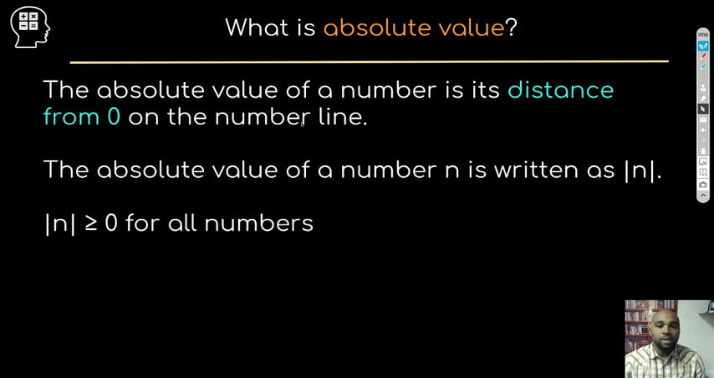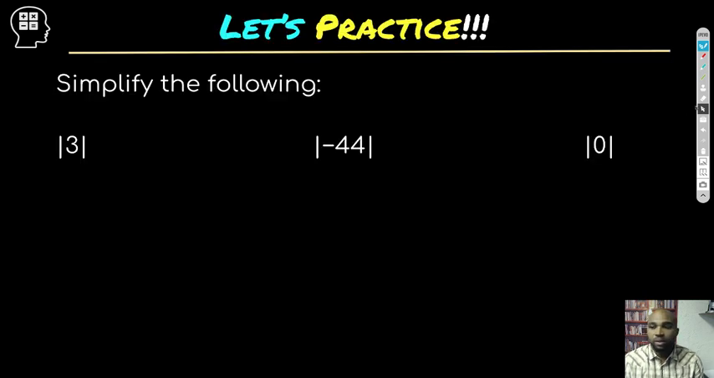The absolute value of a number is the distance from zero on the number line. We're not looking at negative numbers anymore, we just want to know about distance, and we never measure distance as negative. So the absolute value of a number n is written as absolute value of n, with these two little bars around it. And the absolute value of n is always going to be greater than or equal to 0 for all numbers. Of course, we're going to do some examples so you can see what that looks like.